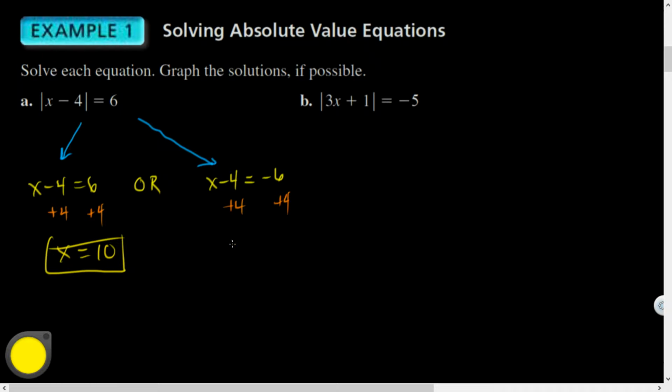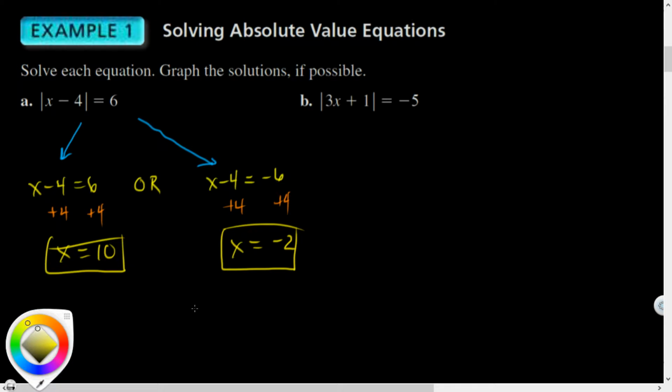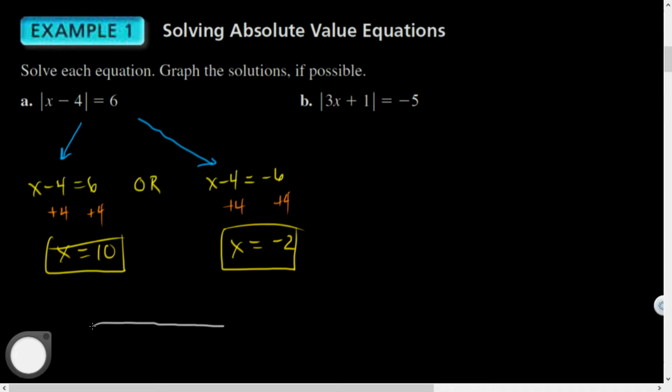And over here, x equals, because these 4's minus cancel out, sorry, negative 6 plus 4 is negative 2. Okay, so I get 2 solutions to this problem. Now it asks us to graph the solutions. The way you graph numbers is on a number line.